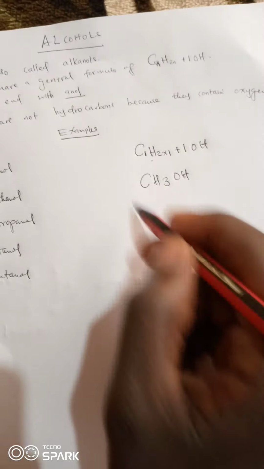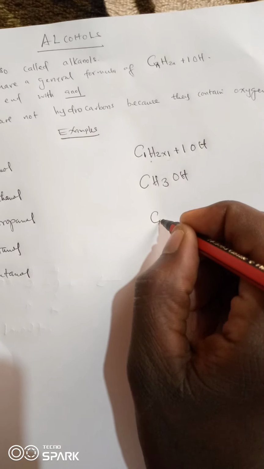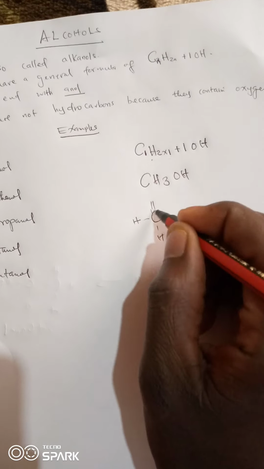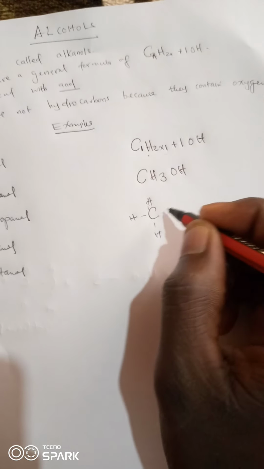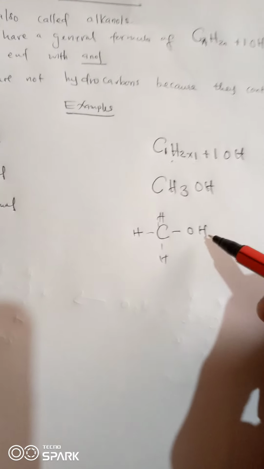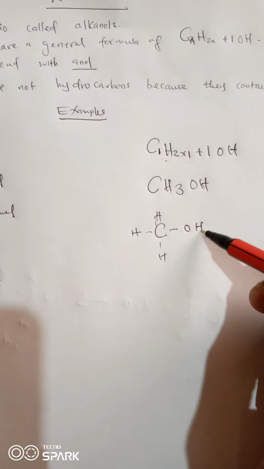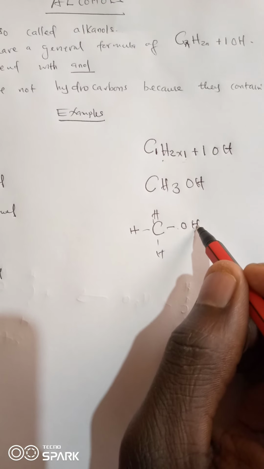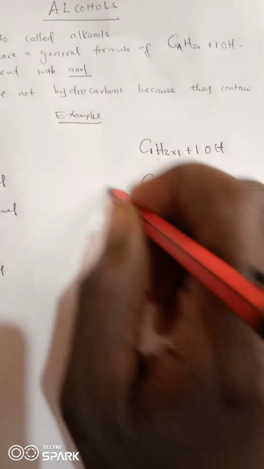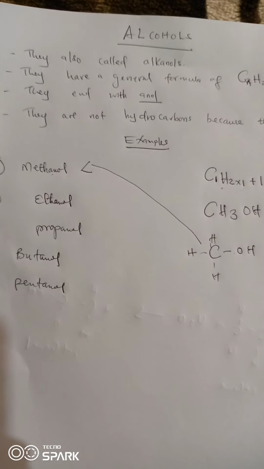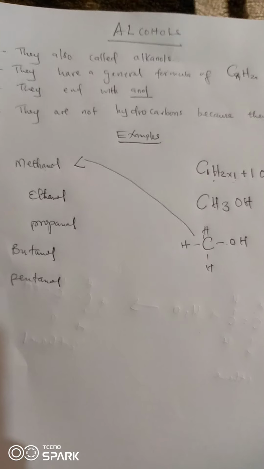And so when you want to write the structure of this one, you only have 1 carbon, then you have hydrogen, hydrogen, hydrogen. Then this OH, you just write it OH. Note, when writing, don't start with HO. The reason is oxygen has 2 bonds, so it has to come first, then H at last. So this one is methanol.